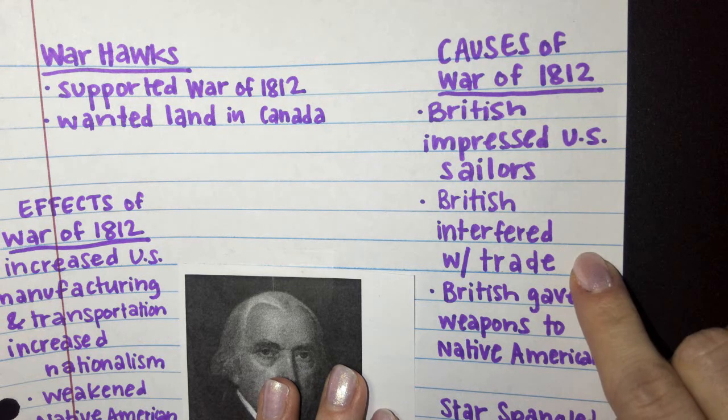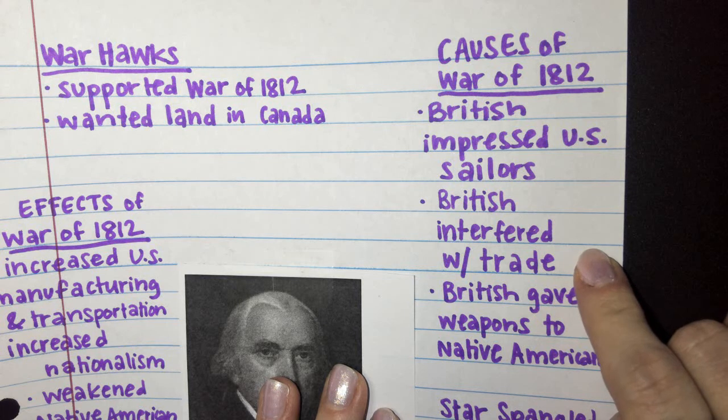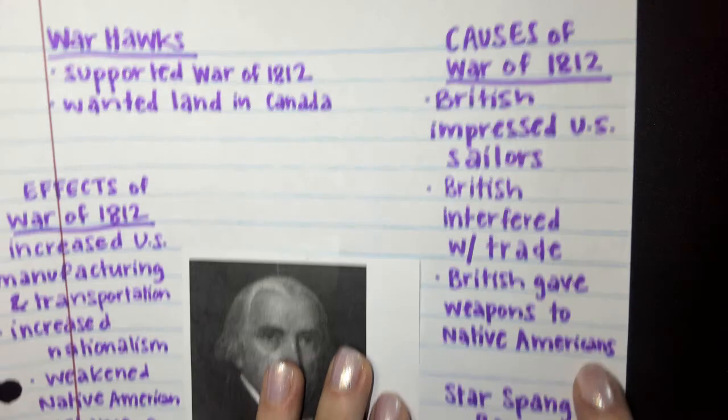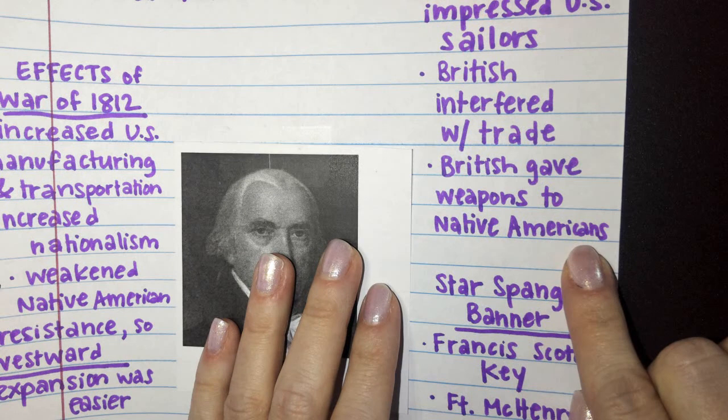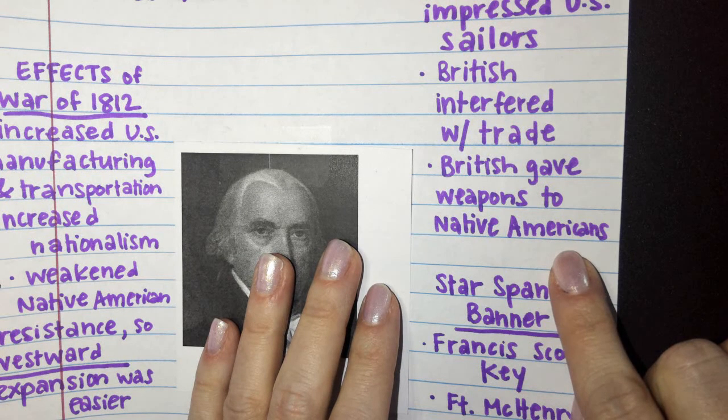Britain also interfered with our trade. We were trading with France at the time, but anytime an American ship would end up in a French harbor, British ships would go ahead and take over the American ships, along with all of our merchandise that we were trying to sell to France, so we don't make any money off of it. The third major cause is that British were giving weapons to Native Americans in the Northwest Territory to try to keep Americans out of Canada.